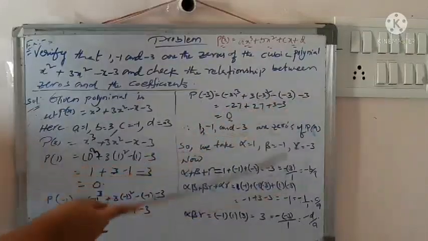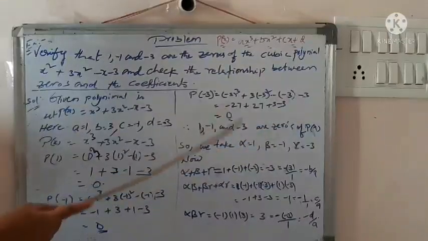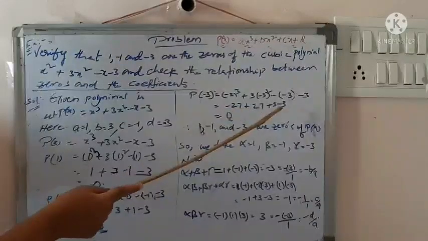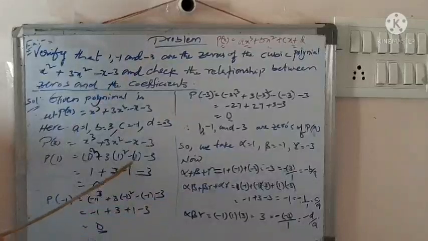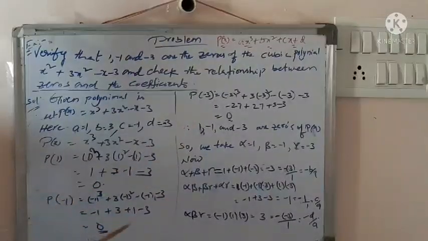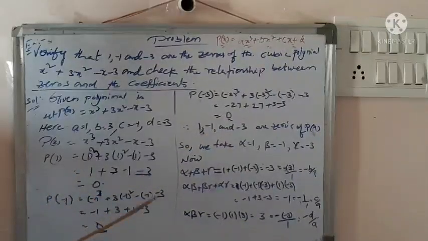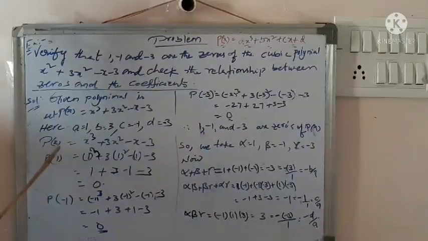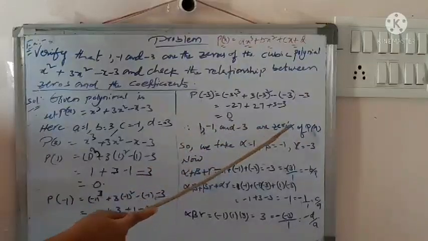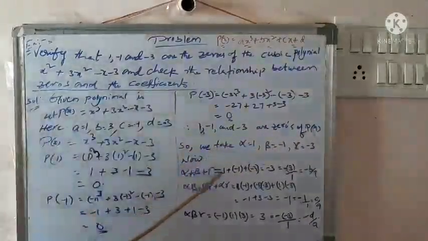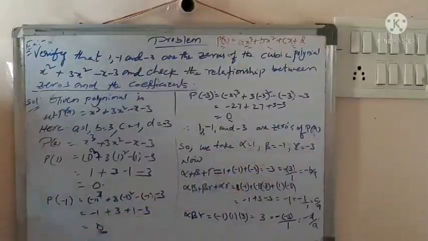Minus into minus plus 3. Same as right here, minus 3. And 27 minus 27 is 0. 3 minus 3, 0. Total is 0. You observe 1, 2, 3: here we will get 0, here we will get 0, here we will get 0. So this polynomial becomes 0, then the values are called zeros of the given polynomial. So 1, -1 and -3 are zeros of p of x. So you take alpha equals 1, beta equals -1 and gamma equals -3.